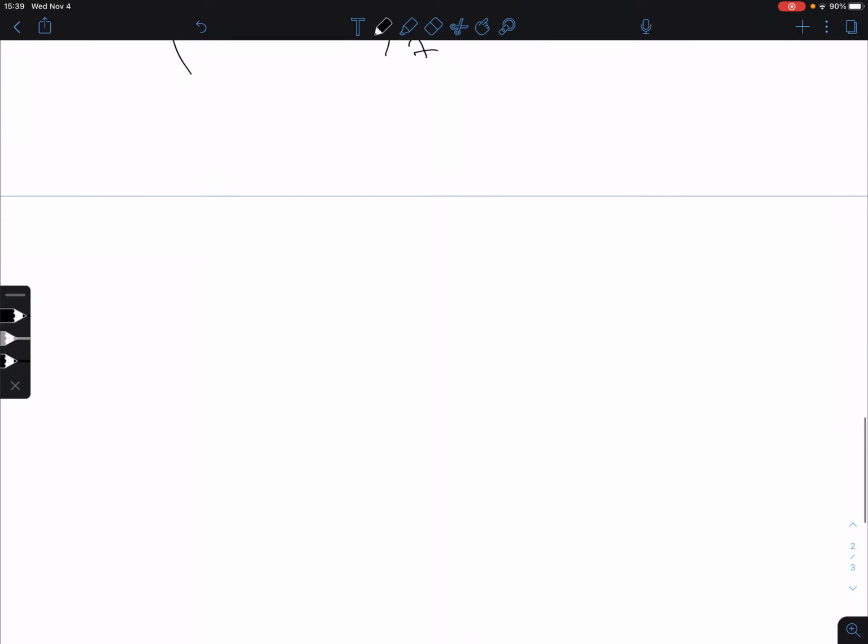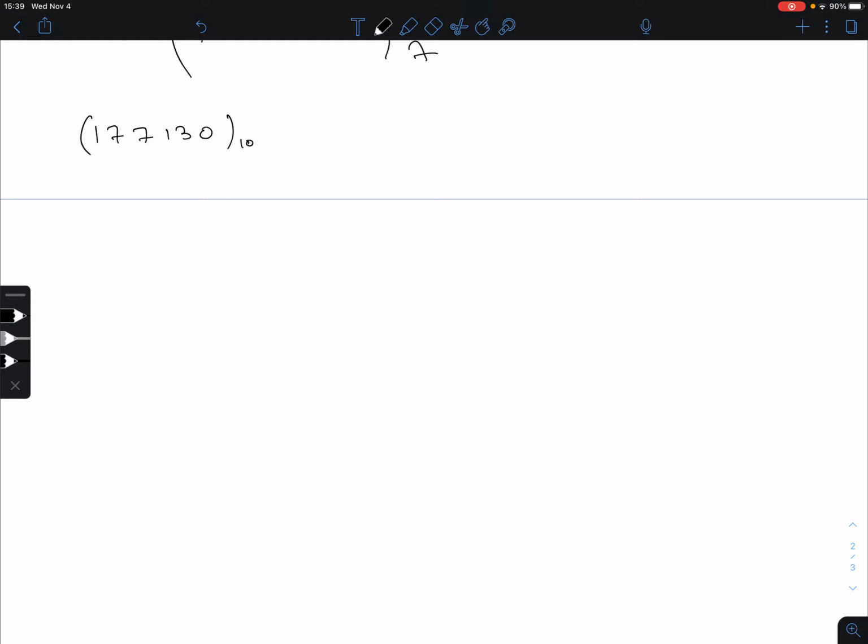Let's do one more. Let's do 177130 in hexadecimal. Hexadecimal has this added problem that some of the remainders are numbers with 2 digits, so we have to call them not 11 but B, etc. So let's work that out here. So B is 16, and so we do out the division algorithm.